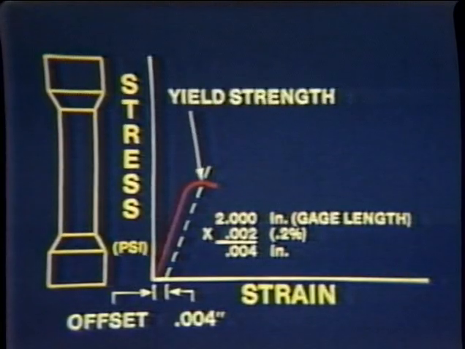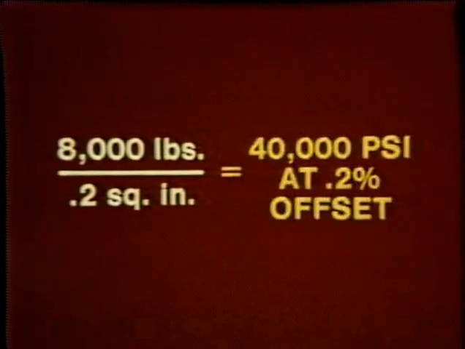The point at which the offset line crosses the original curve is the yield strength. If the intersection occurred at a load of 8,000 pounds, we can divide the load by the cross-sectional area to determine the yield strength. In this case, it is 40,000 pounds per square inch.